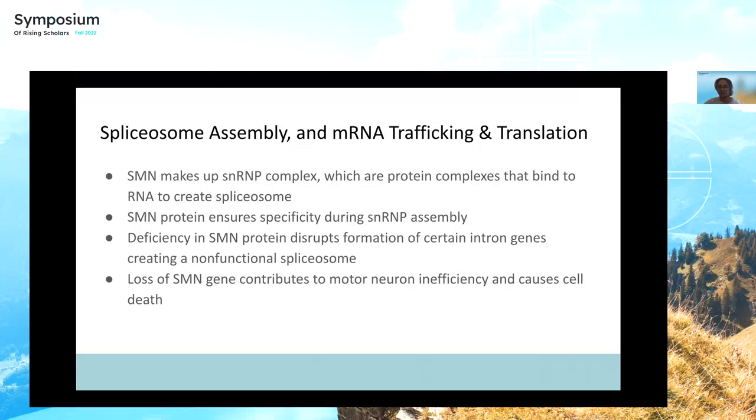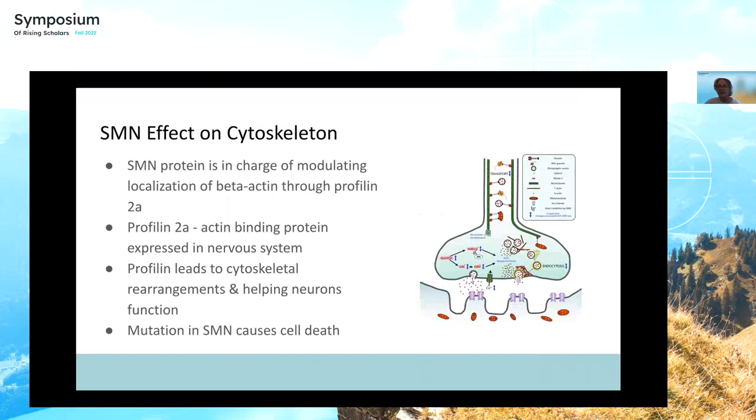neurite formation. Finally, one of the biggest impacts of a mutated SMN gene is its impact on the cytoskeletal structure of a neuron. The SMN protein is in charge of modulating the localization of beta-actin through profilin 2A. Profilin 2A is an actin-binding protein expressed in the nervous system and is involved in the regulation of actin turnover, especially during neurite cell extension. Growth cone formation and neurite expression are regulated by actin, especially when exon segments 4 through 6 of the SMN gene bind to profilin 2A.